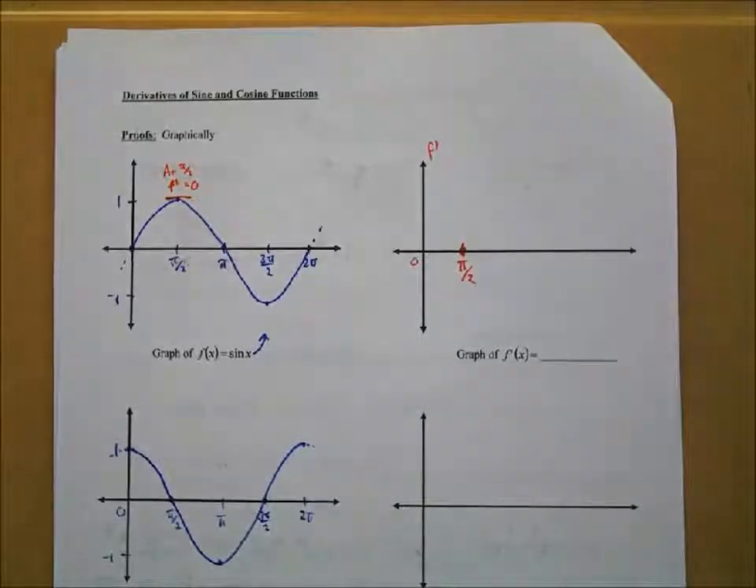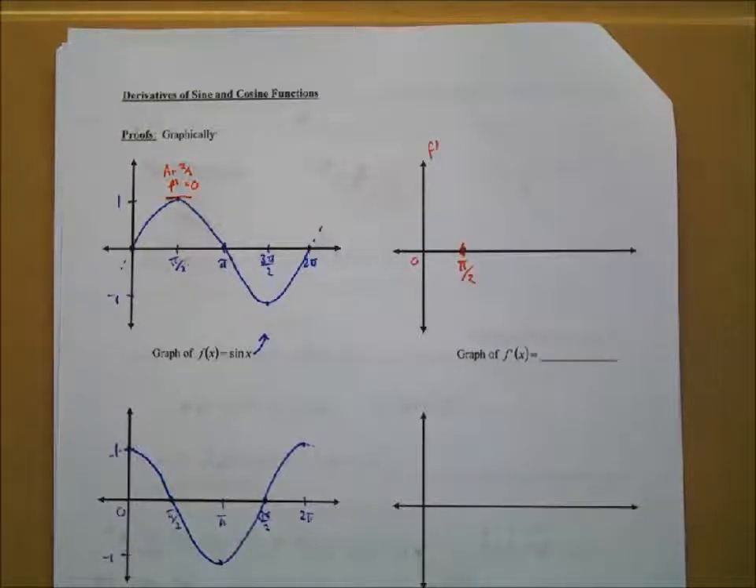Are there any other points on here that we can look at and say, I'm pretty sure that at this point, the derivative will be this value? Are there any other points here on the graph? Clayton? At 3 pi over 2, what do you want to say the value of the derivative is going to be? 0.